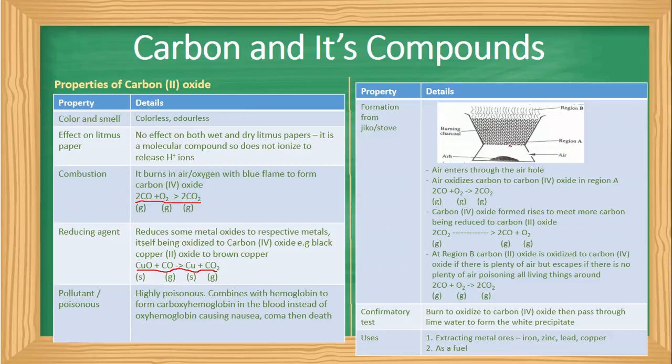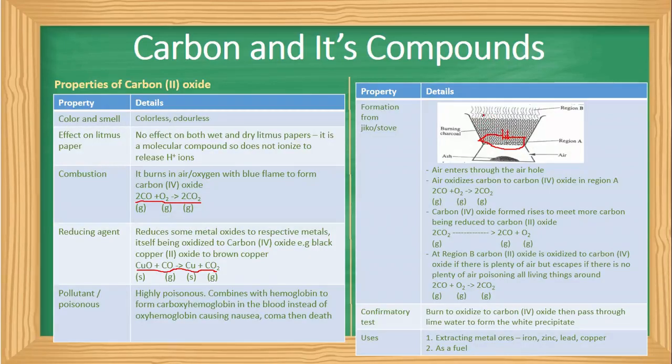So when air comes in, it comes up to where the charcoal is. Remember, charcoal is carbon. Then once the air reacts with carbon here, it forms carbon 4 oxide. This is because there is plenty of air down here. But then as the carbon 4 oxide goes up, there is a lot of carbon here, so that carbon 4 oxide is reduced to carbon 2 oxide.